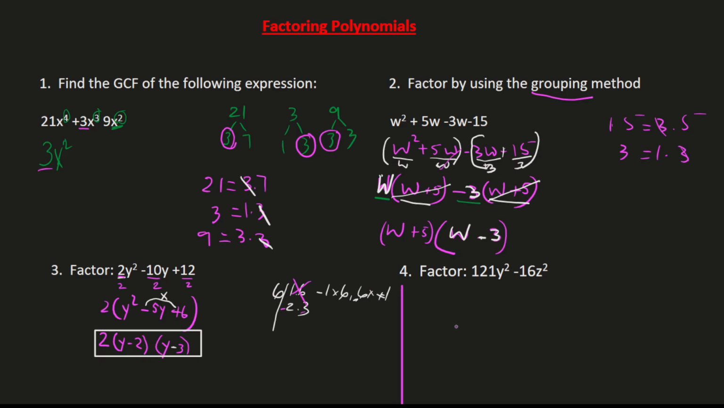Number 4. It says factor 121 y squared minus 16 z squared. This is a rule we need to know. Special polynomials. Okay, this is the difference of two squares, because this is the difference of two squares. 121 is a perfect square. y squared is a perfect square, and 16 is a perfect square. z squared is a perfect square.